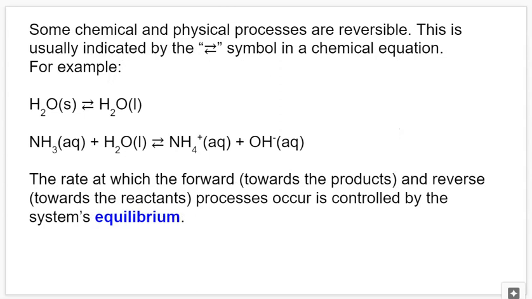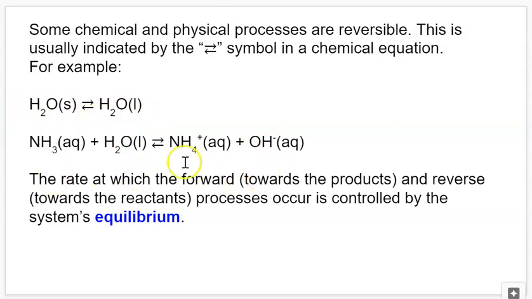So some chemical and physical processes are reversible, meaning they can go either way. They can move forwards to the products or they can go backwards back to the reactants. And they're usually indicated by the double arrow symbol in a chemical equation. Two big examples of this would be phase changes, where we're going from solid water to liquid water. And this can also go backwards depending on the temperature or the external forces.